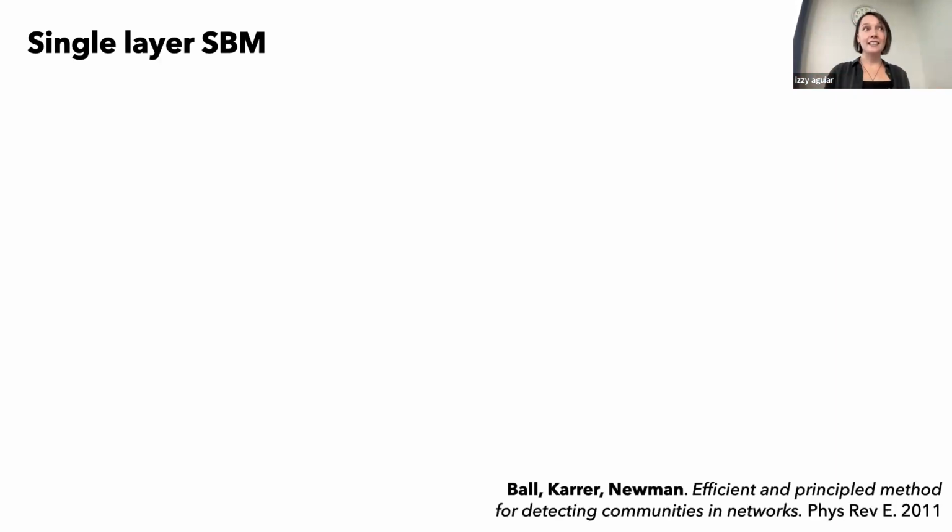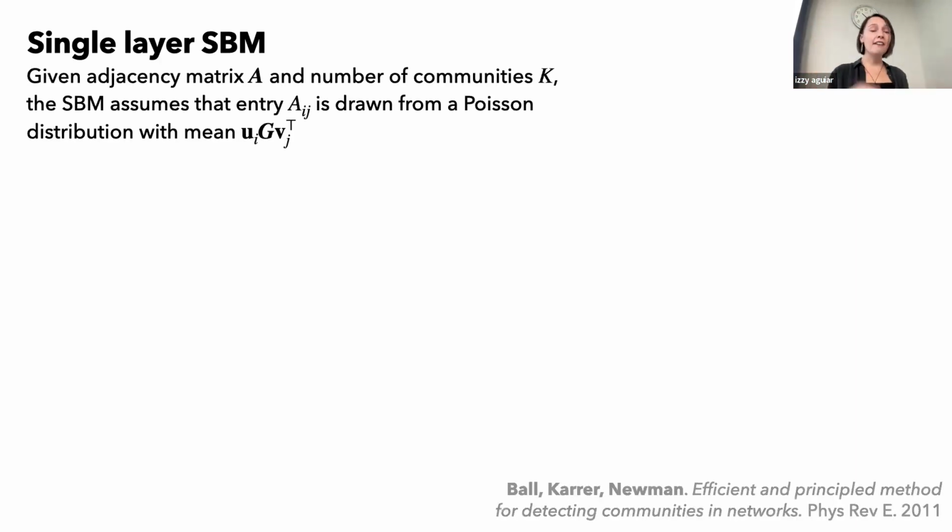To tiptoe our way into the stochastic block model for multi-layer networks, we'll start by reviewing a single layer stochastic block model. The single layer stochastic block model that I'll introduce here is specifically the one introduced by Karrer and Newman in 2011, wherein if we have a network represented by adjacency matrix A and a number of communities K that are latent in the network, the stochastic block model assumes that the ij entry of A is drawn from a Poisson process with mean given by this inner product.